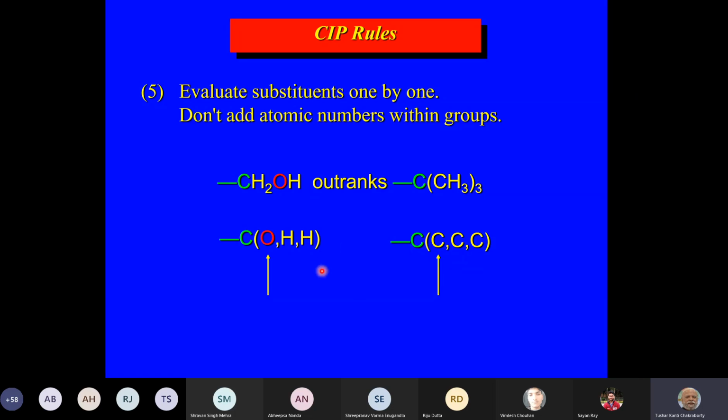So within that group also, you don't add those three atomic numbers. The first atom itself, which has a higher priority, we put first, and then this has a higher priority than the second one because this has a carbon. And then we don't go on. If you are able to decide at that stage itself, we don't go to hydrogen and hydrogen or carbon and carbon and the other two atoms. So CH2OH outranks tertiary butyl group. So this is the fifth rule.